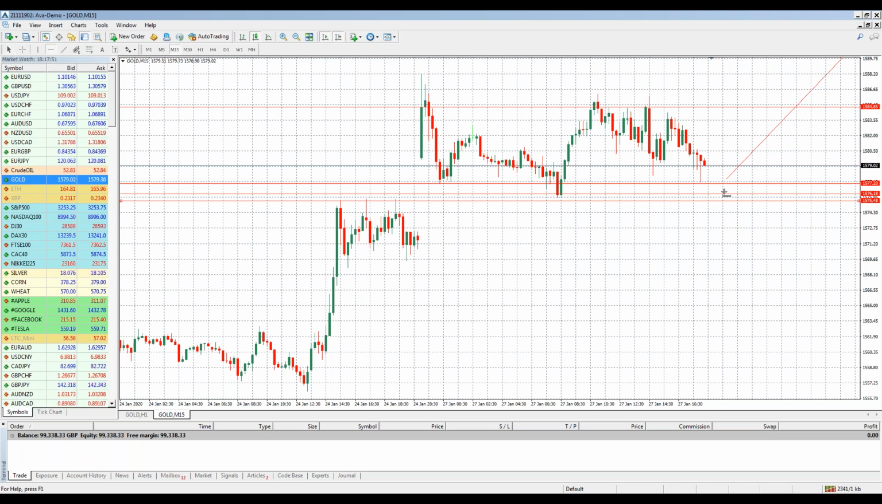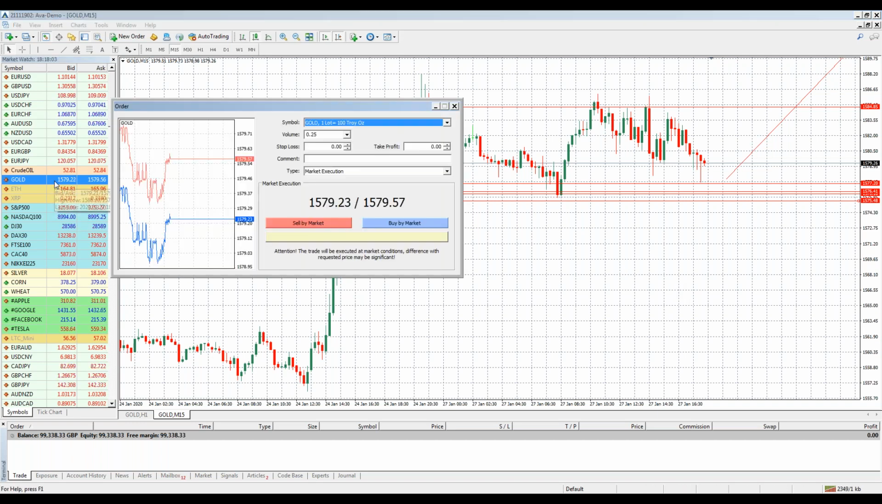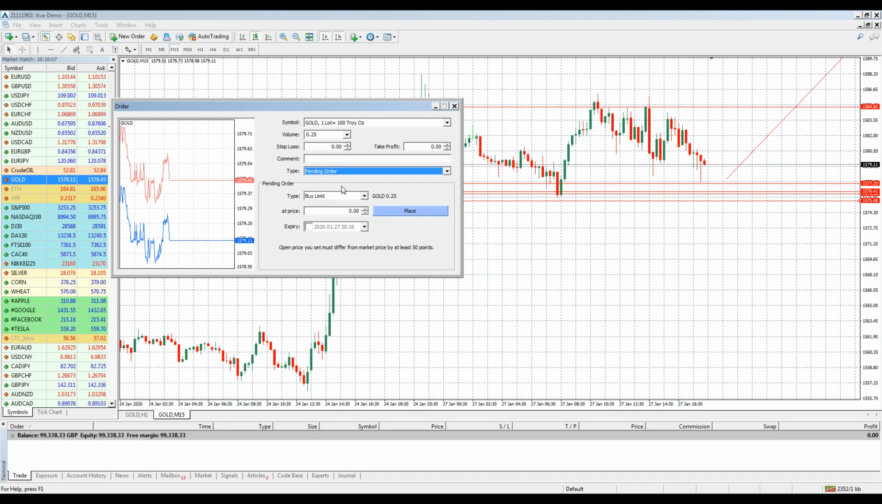So let's say it comes down to the support level. What kind of pending order could you have down here right above the support? If it gets back down to that support level again and you want to buy off that support, what kind of pending order would do that? I can show you how to set it up. Change from market execution to pending. A buy limit, exactly, Paul. Rick, yep, you're right on.